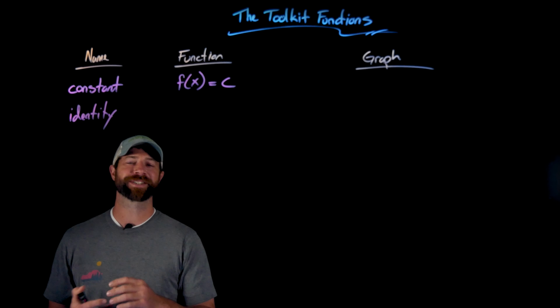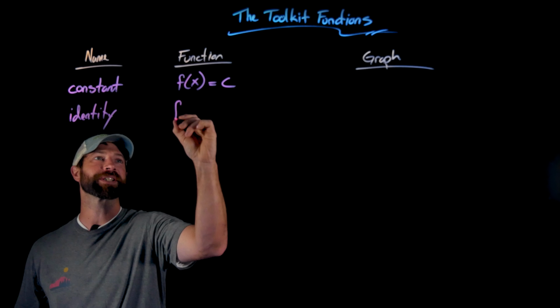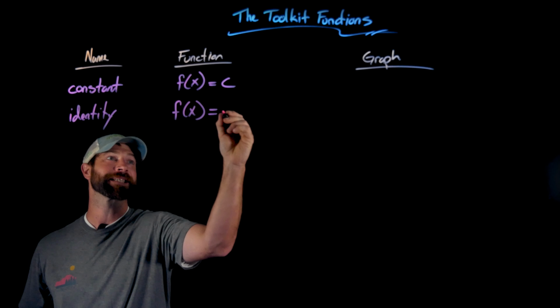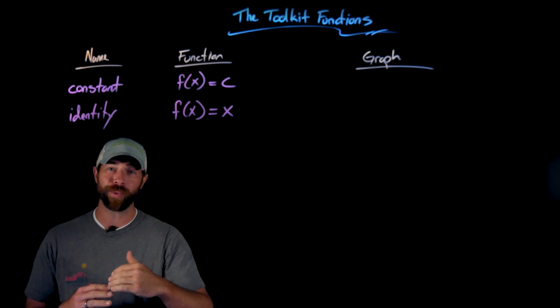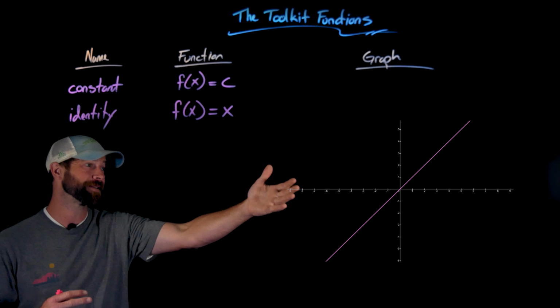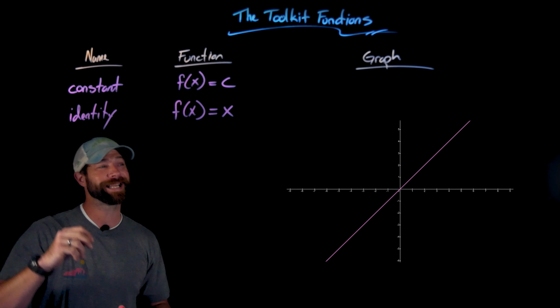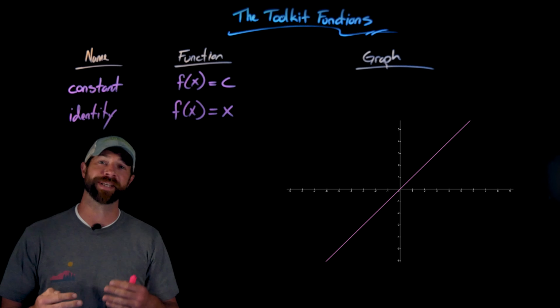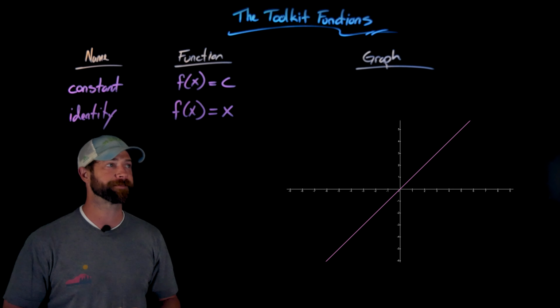The next toolkit function is called the identity. It's actually an equation you've already seen before. In this case, it's f of x equals x. This is exactly the same thing as the line y equals x. It goes through the origin and has a slope of 1. It's very straightforward. The most important thing here is our calling it the identity. When we get into a conversation of inverse functions, you'll really see why we call it the identity function.